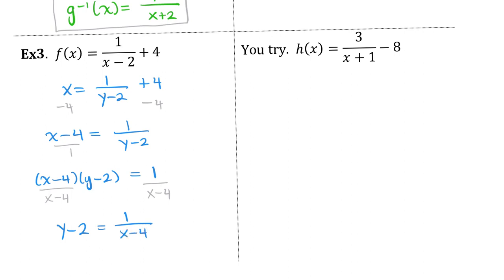So now I'm really close. I just have y minus 2, so I'm going to plus the 2. And this is a normal 2 at the end. So let's rename this. This was f of x. So f inverse of x is going to be 1 over x minus 4 and then plus 2.